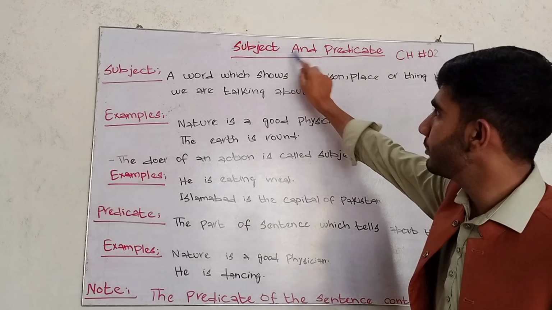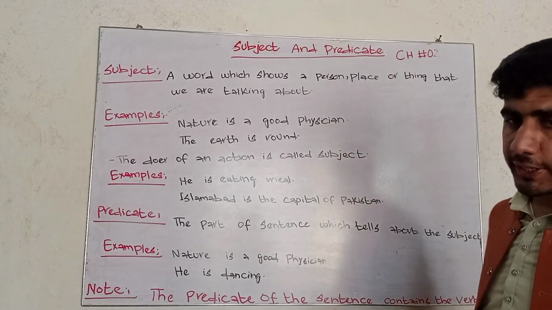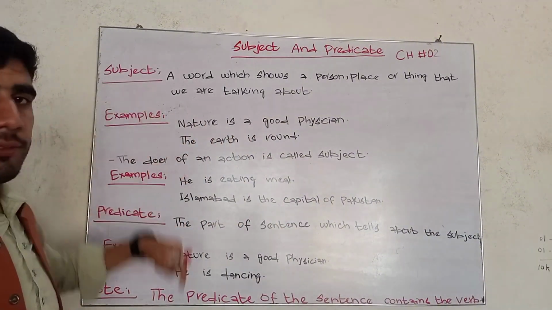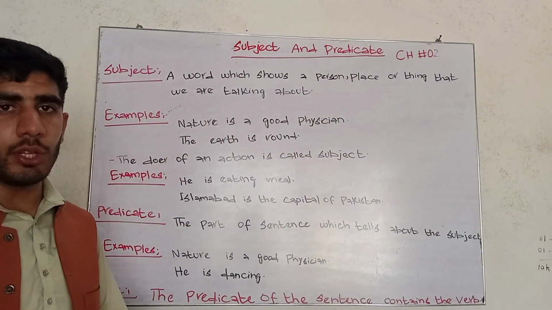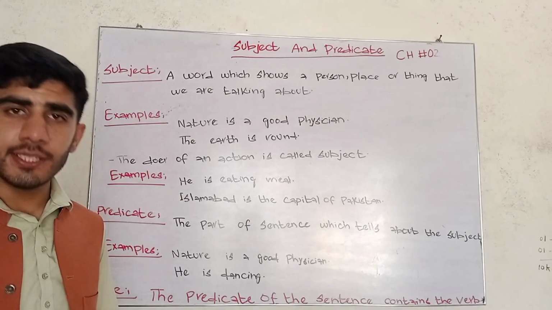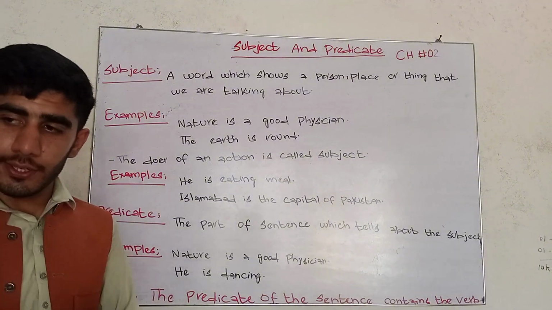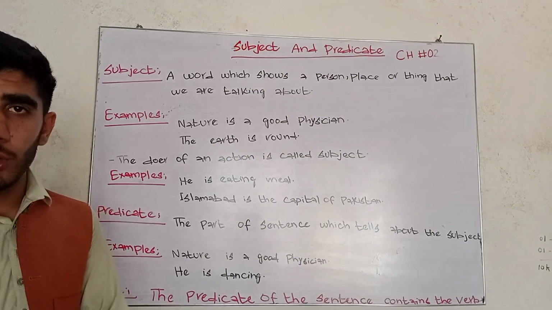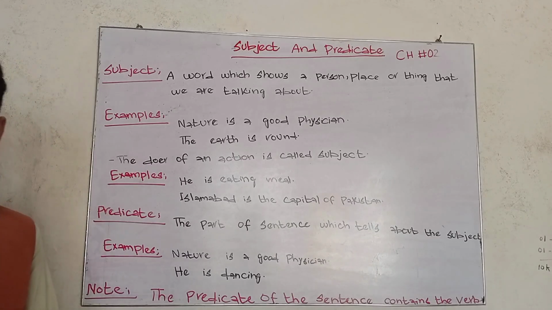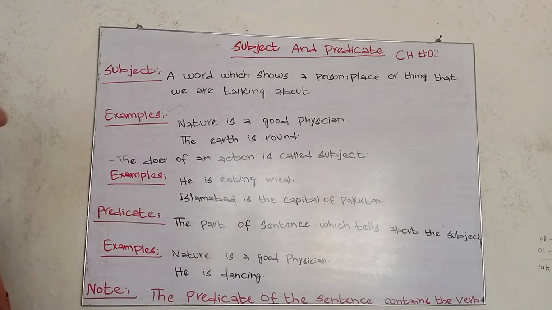Today's chapter is about the subject and predicate. The first word is subject, and the second one is called predicate. What is the subject? Whenever we are talking or discussing something, we name some person or thing. This is called the subject. The remaining part of the sentence is called the predicate.